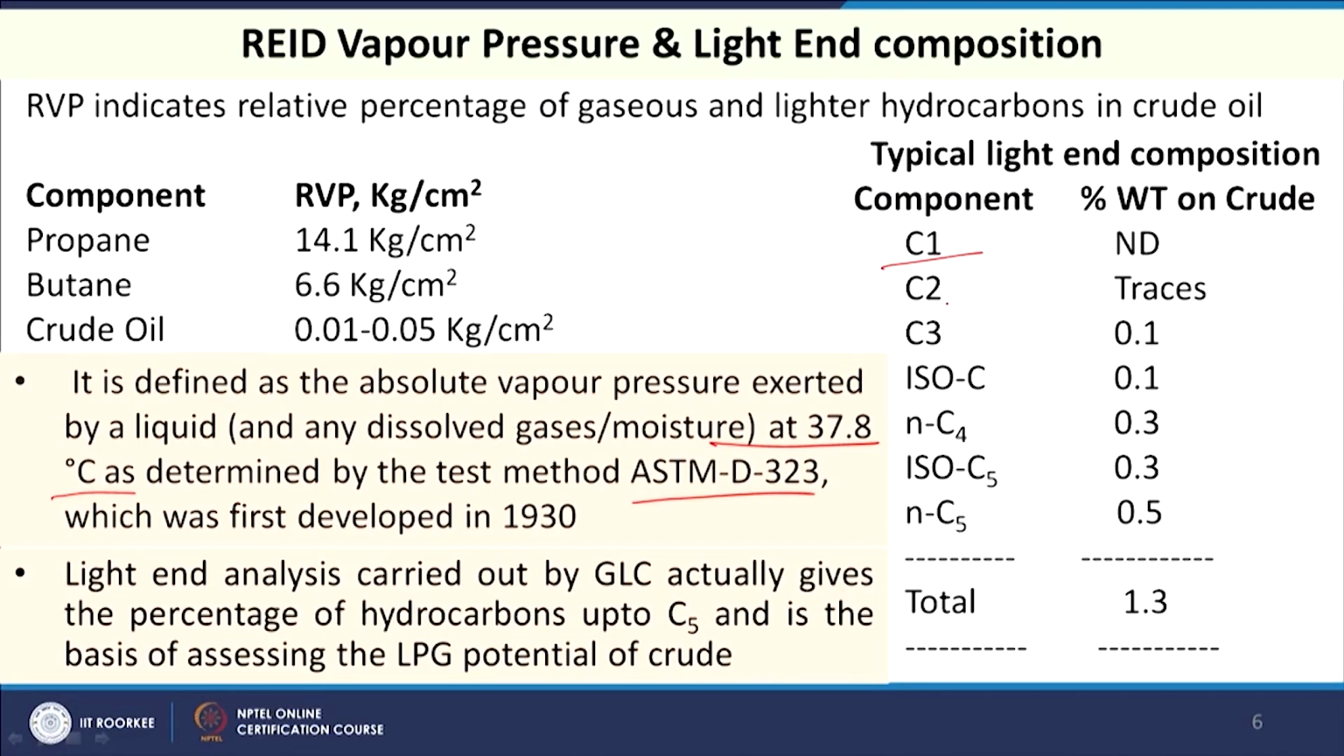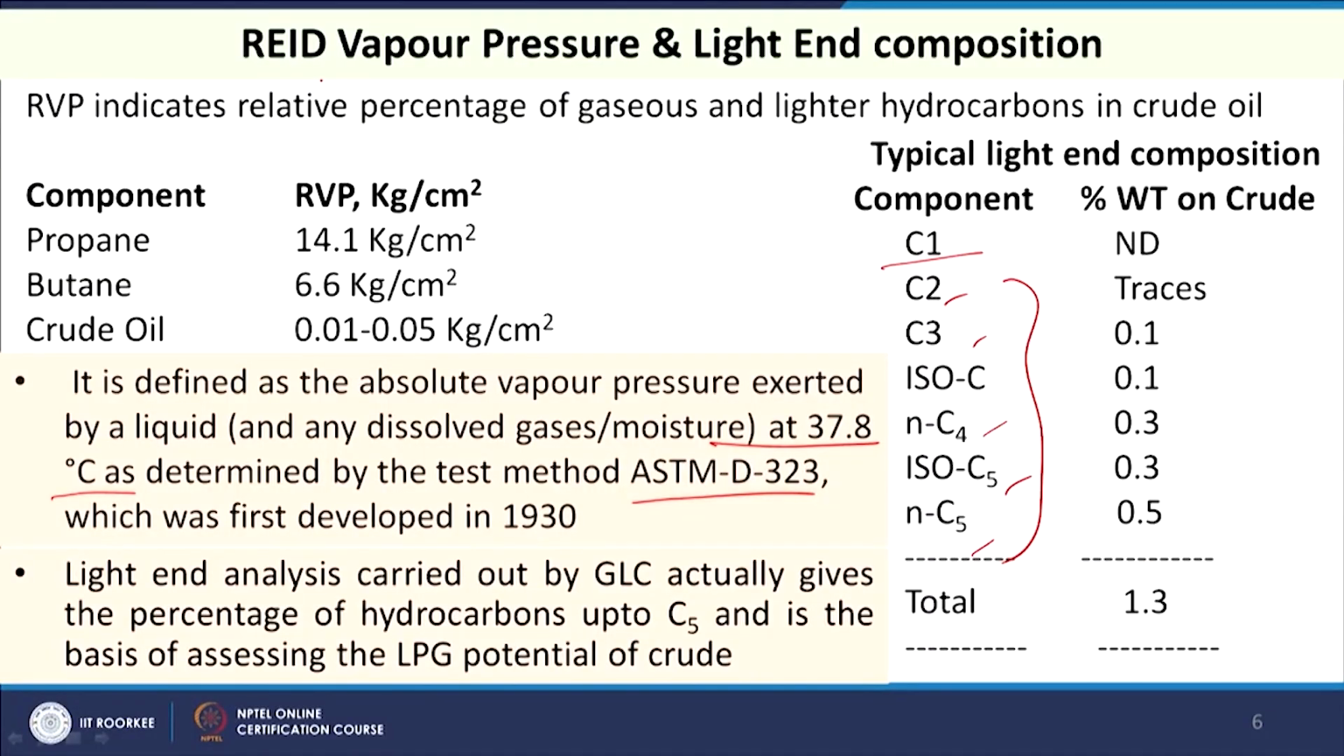So, C2, C3, C4, C5 and C5, these fractions produce the LPG. How much LPG we can get from that crude is indicated by the Reid vapor pressure. This vapor pressure, if we consider for propane, is 14.1 kg per centimeter square, butane it is 6.6 kg per centimeter square, whereas for crude oil it is 0.01 to 0.05 kg per centimeter square.